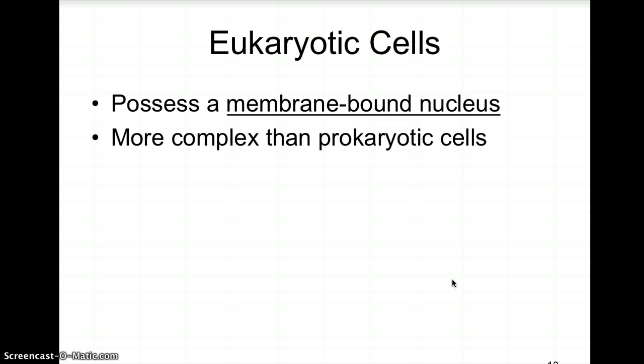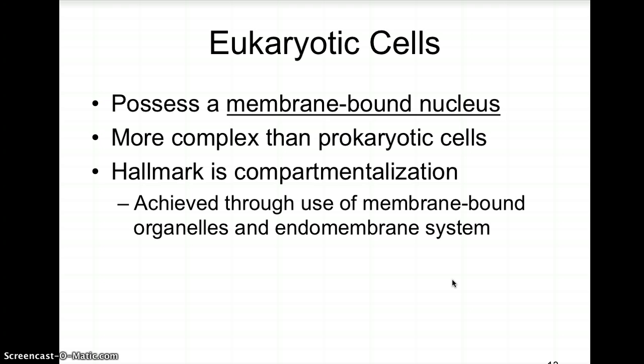Okay, so now we're moving on to eukaryotic cells. The biggest thing with eukaryotic cells is that they possess membrane-bound organelles and a membrane-bound nucleus, and they have membrane systems. So there will be a nuclear membrane, and there will be membrane systems such as the Golgi, the rough ER, the smooth ER, lysosomes, and things like that. And because of all those extra structures, obviously eukaryotic cells are more complex than prokaryotic cells, which is okay.